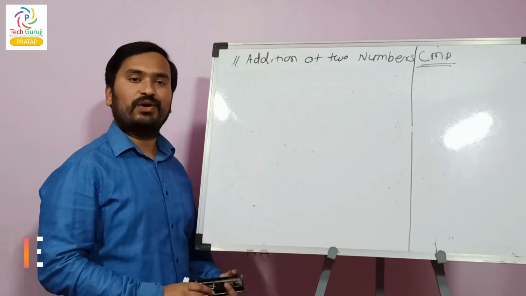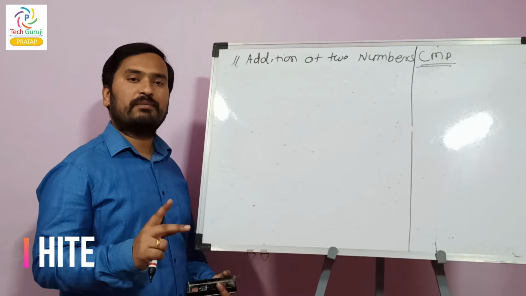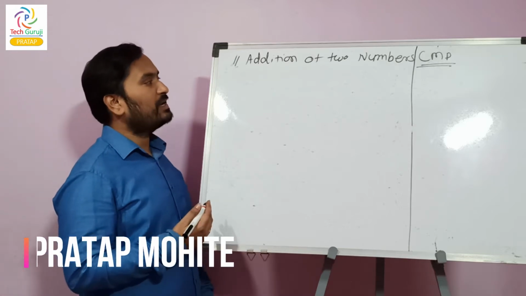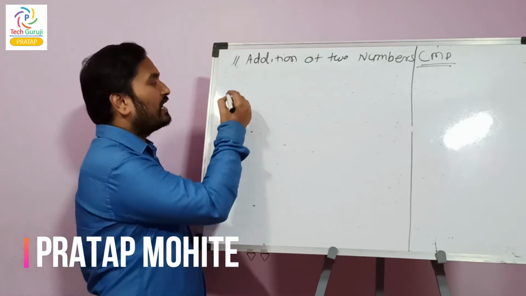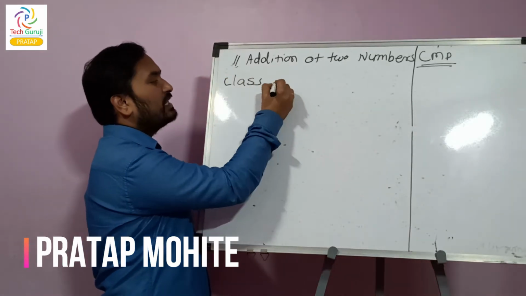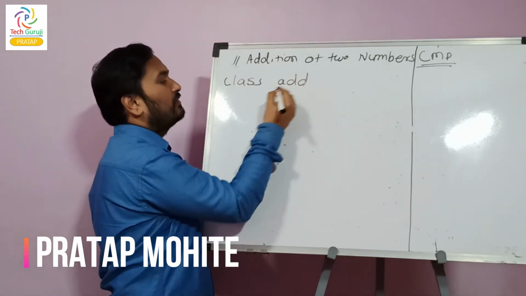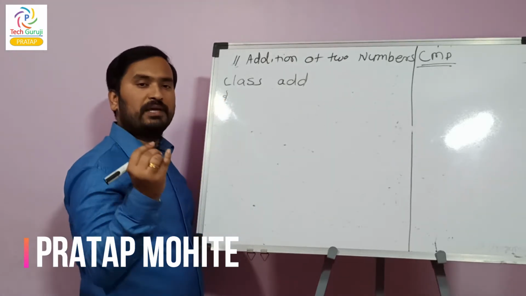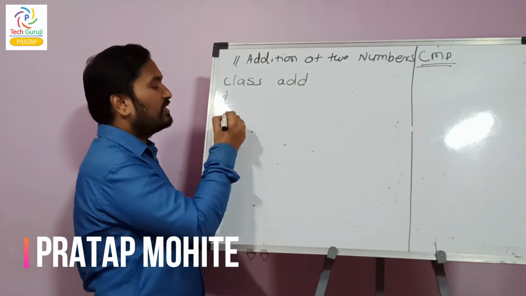In this lecture, we are going to cover a simple Java program in different ways. So let's start with that program. Our program is addition of two numbers. For that, we'll start with a class. Our class name is add, curly bracket open. We have to use public static void main, String args, that is the main method.